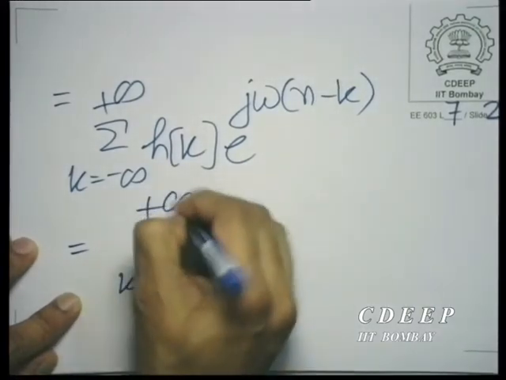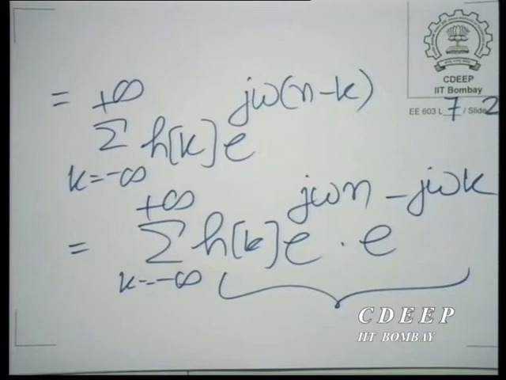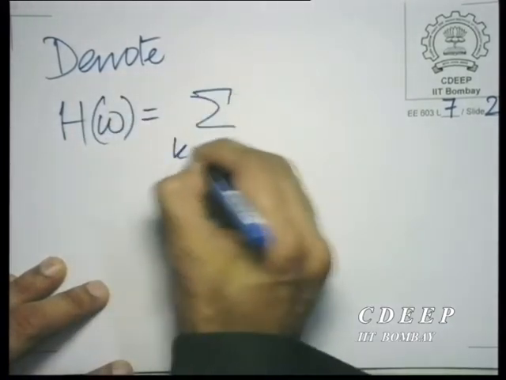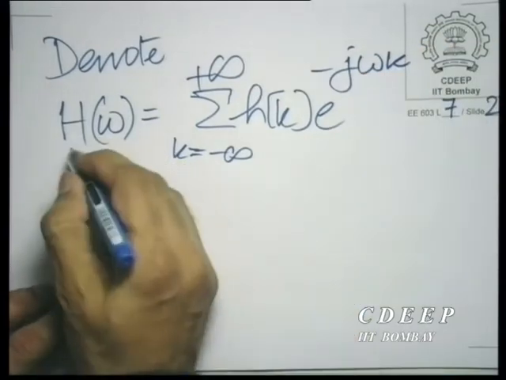And that is very easy to break up. It is the summation over k from minus to plus infinity of h[k] e raised to the power j omega n times e raised to the power minus j omega k. Now, note that here e raised to the power j omega n is independent of k. So, I can draw it out of the summation, and I am left then with an infinite summation on k. The infinite summation on k is in fact a function of omega and a function of h. So, let me denote this summation from k going from minus to plus infinity of h[k] e raised to the power minus j omega k by capital H of omega.